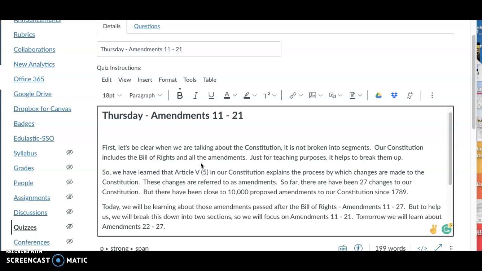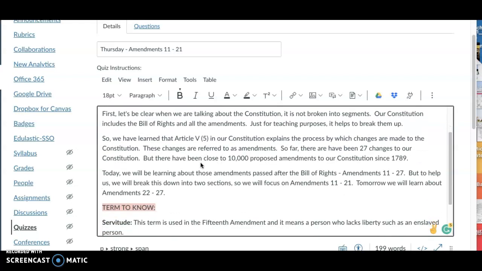And so as soon as an amendment has been made, it is added to that Constitution, and so it's considered part of the Constitution. It's just for teaching purposes. We break it up into the Constitution, the Bill of Rights 1 through 10, and then all the amendments 11 through 27. We break that up to help you understand it better.